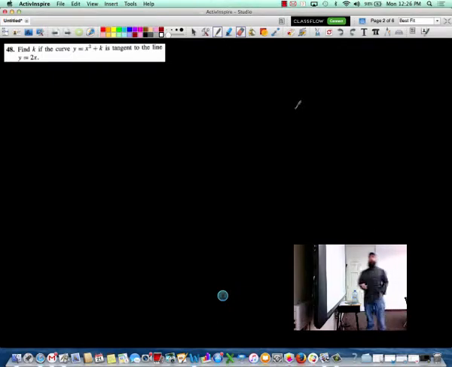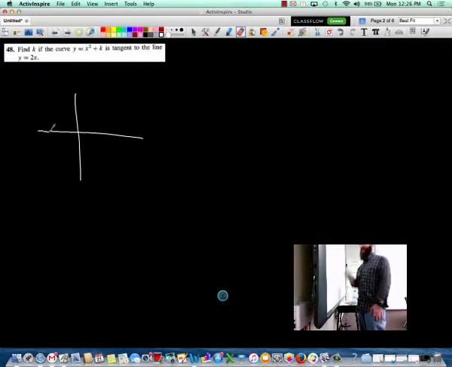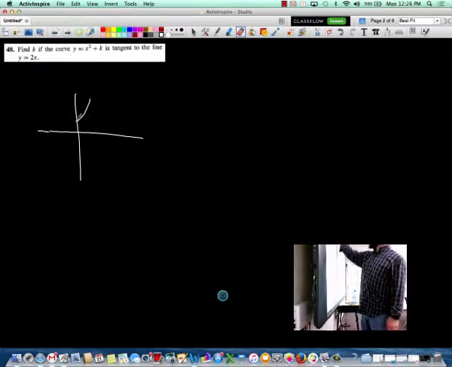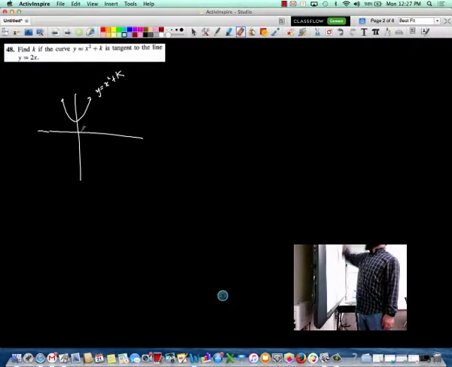Right, so this is number 48, which says find k if the curve y equals x squared plus k is tangent to the line y equals 2x. So I'm going to draw a little picture of this. X squared plus k would be basically a parabola that's either been shifted up or down k units. So let's just assume that k is positive and it's been shifted up a little bit.